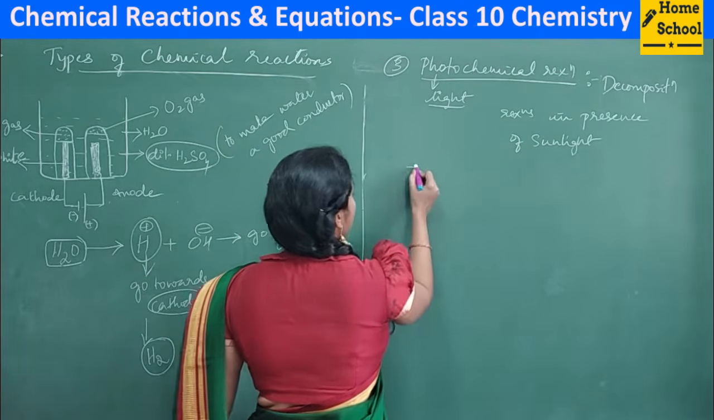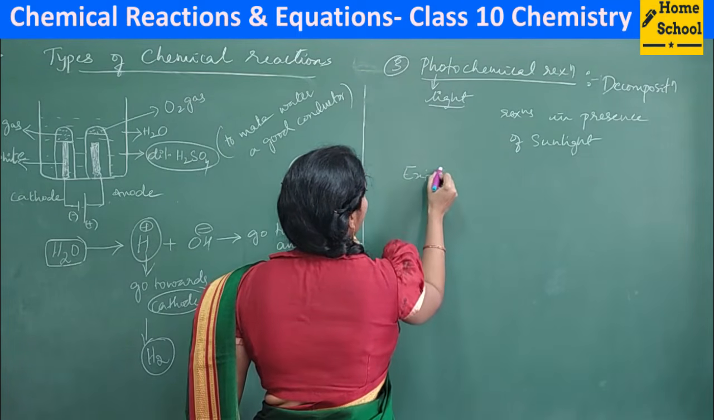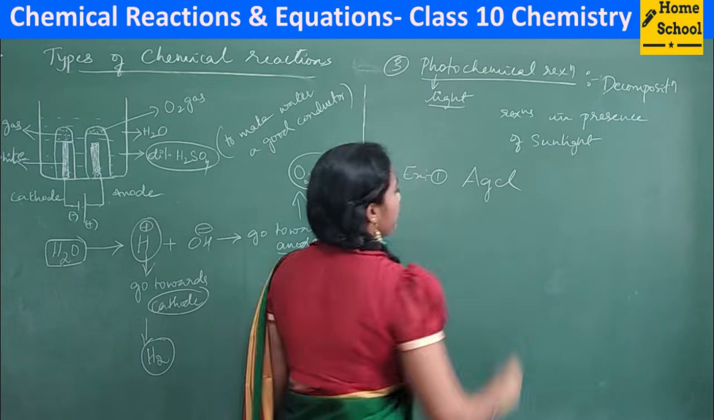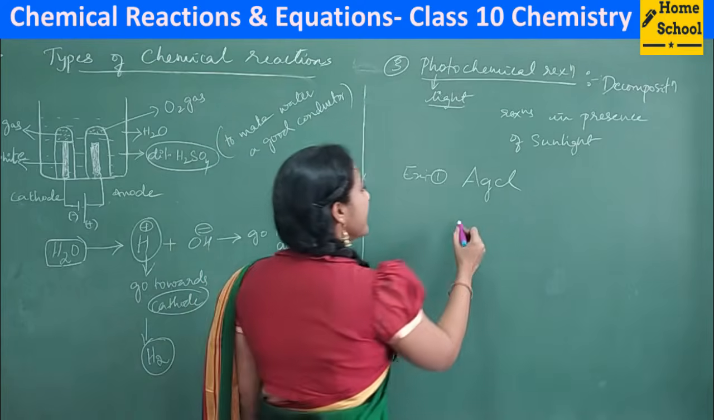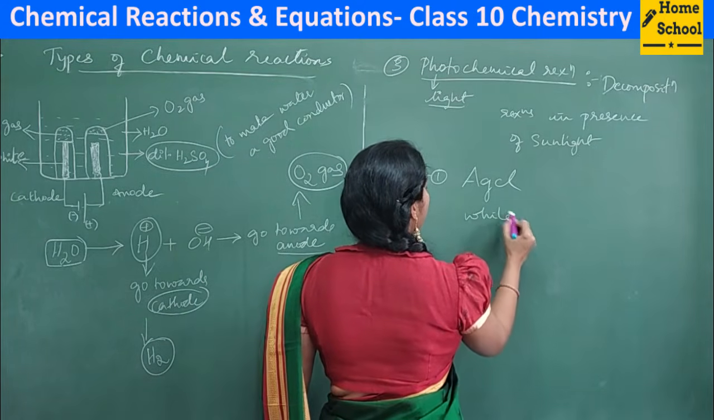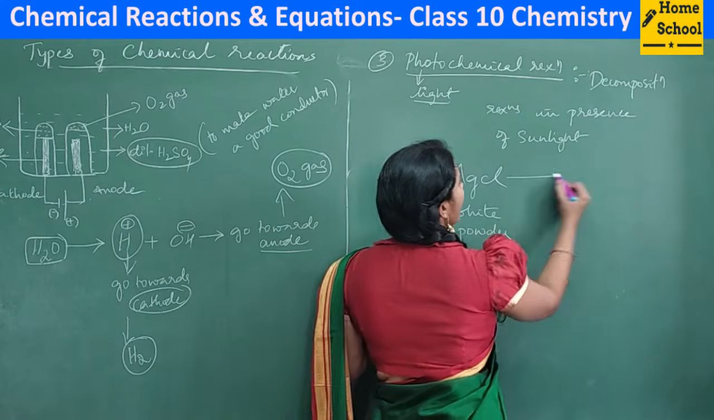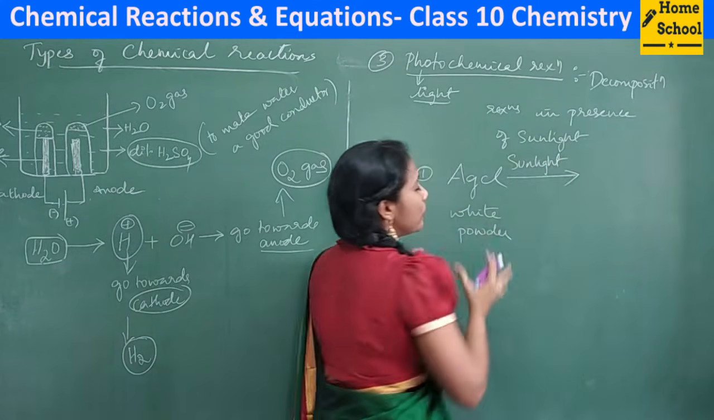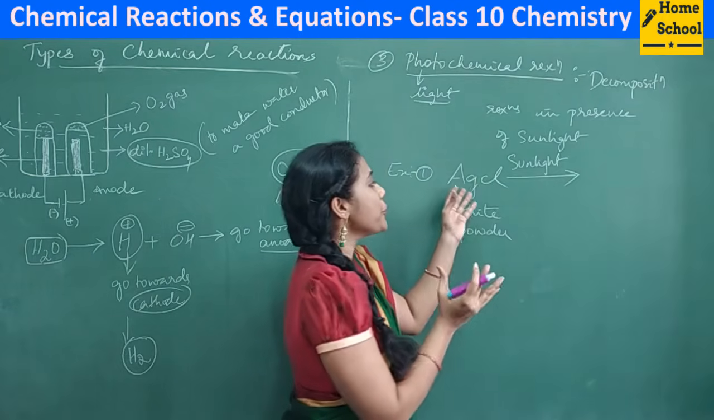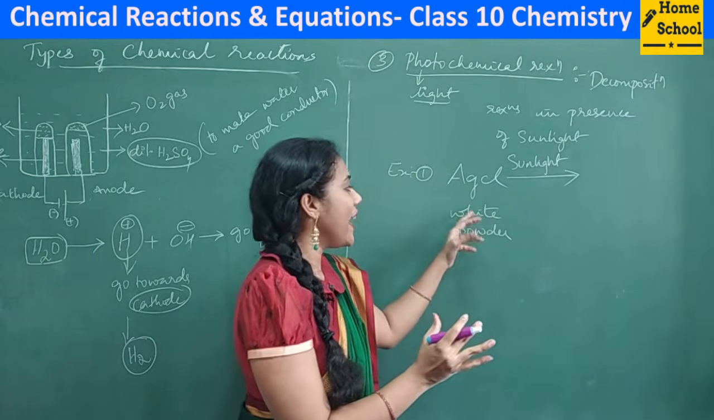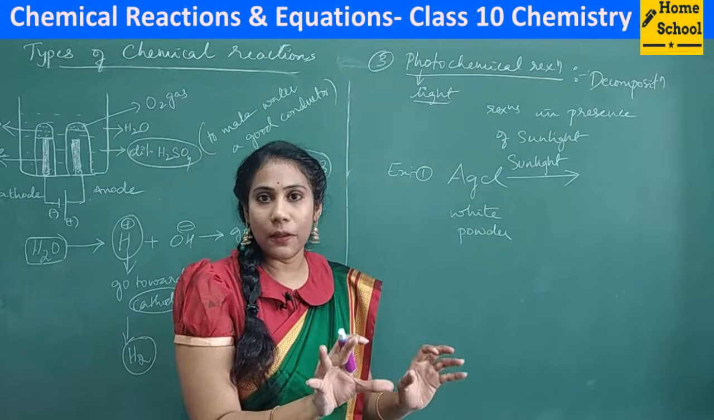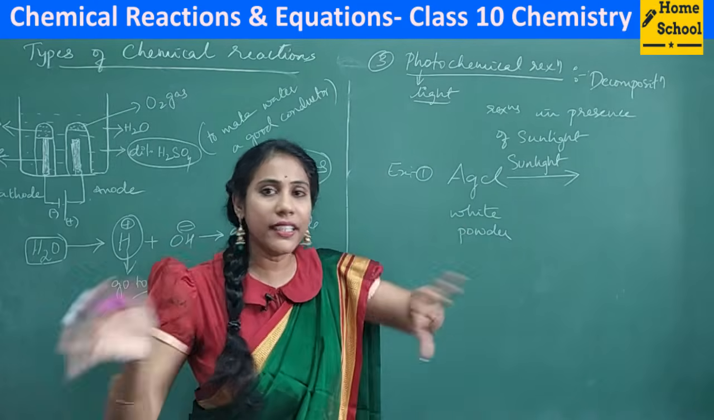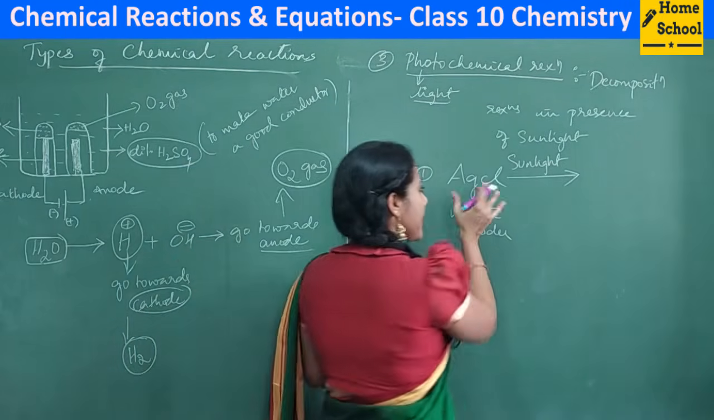So the best example, I'll give you 2 examples here. Both examples are very, very important. AgCl, silver chloride. Okay, so silver chloride is actually a white colored powder. This white powder, when you keep it in presence of sunlight, slowly the color will change. White color will change into gray color. And now that gray color thing is not silver chloride. It has converted into something else. So what is that something else?